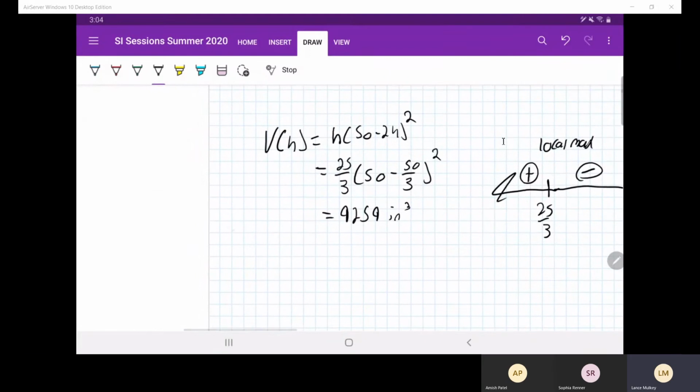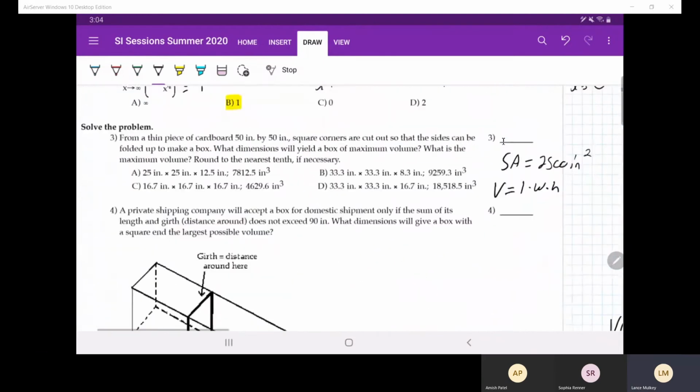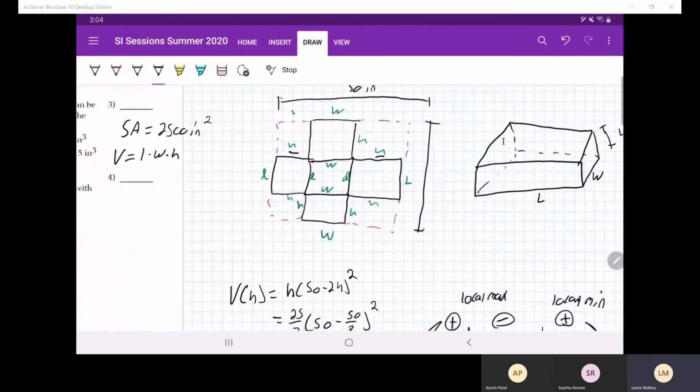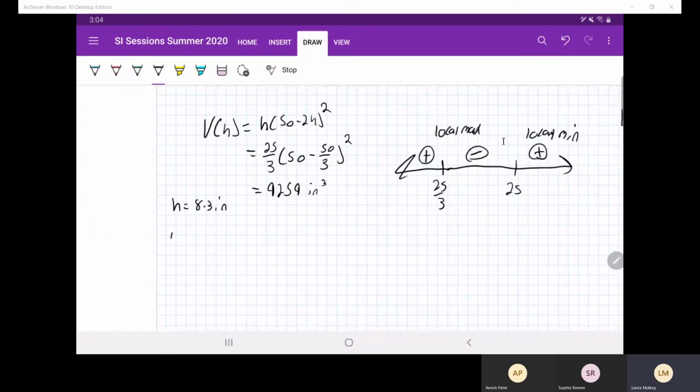So H. Now what we can deduce from this, or from this over here, 50 minus 2H equals W. So that equals 50 minus, and then length equals 50 minus 2H as well.